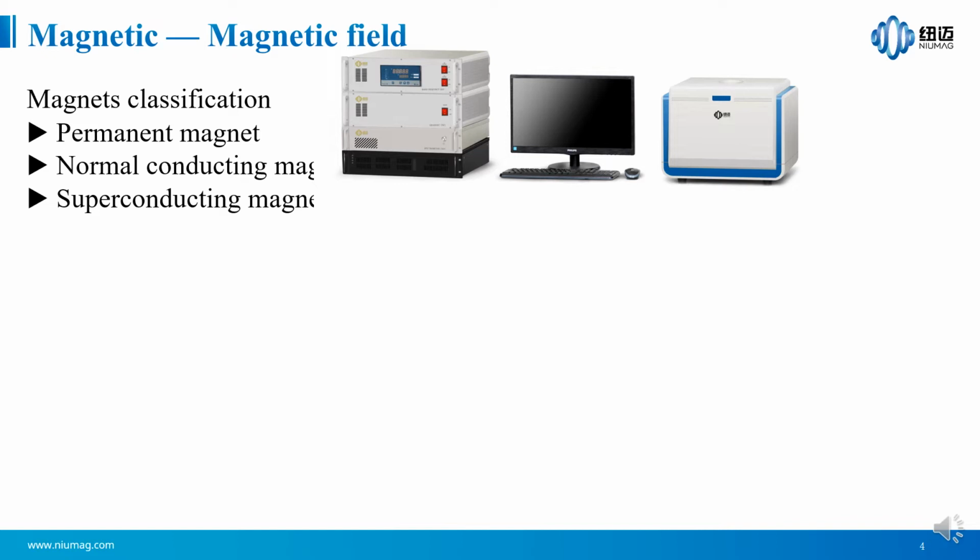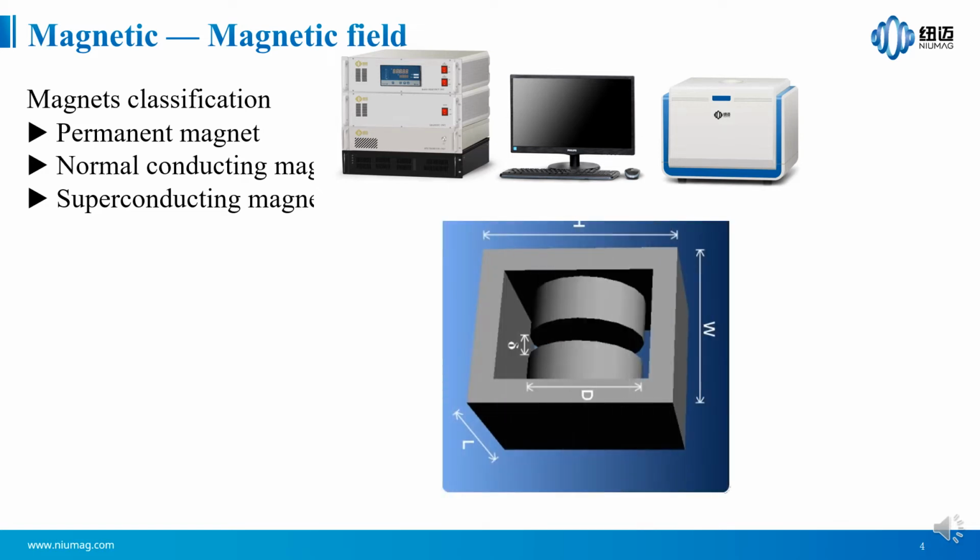Now let's look at this equipment. This is our NUMAC EDU series of MRI technology test instrument. This is the magnet. This is the magnet. And the magnetic field is 0.5 Tesla. And this is a simple diagram of the inside of the magnetic field.